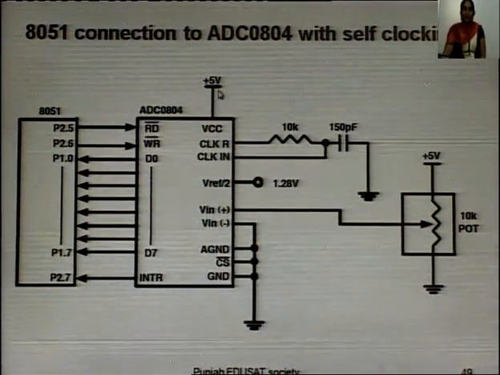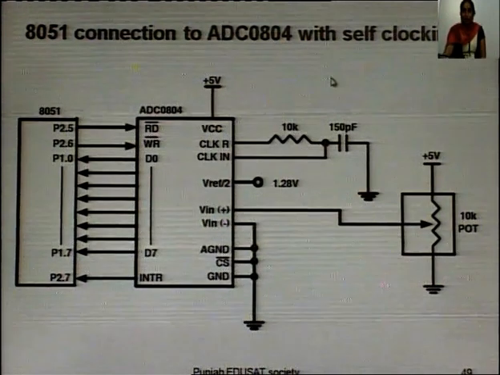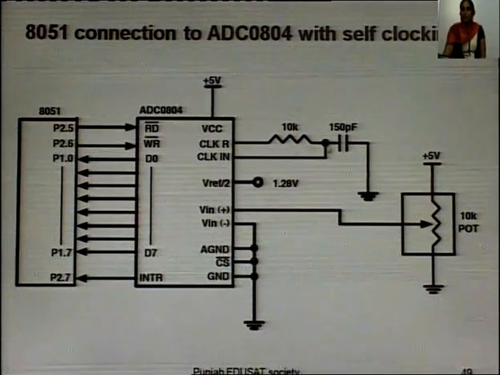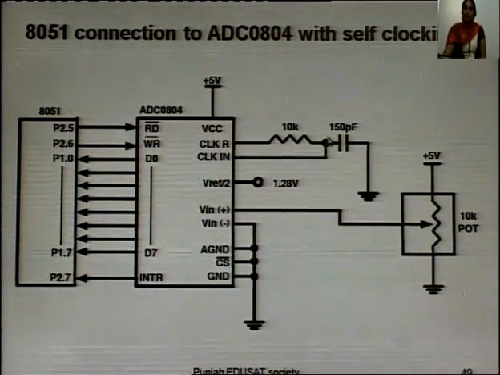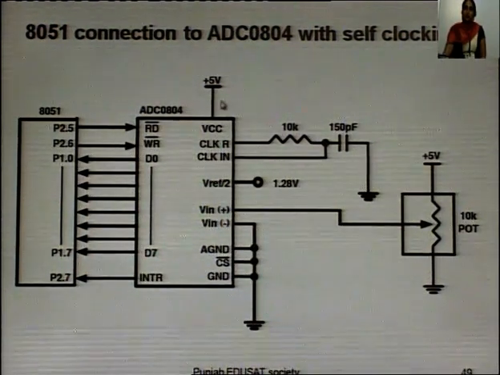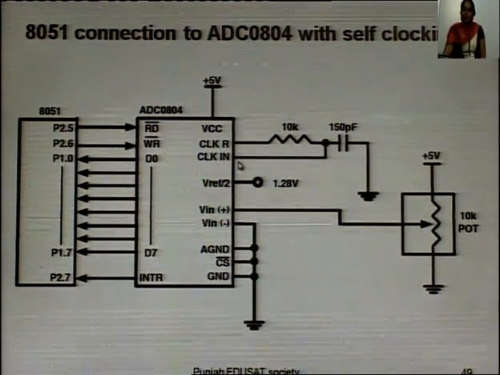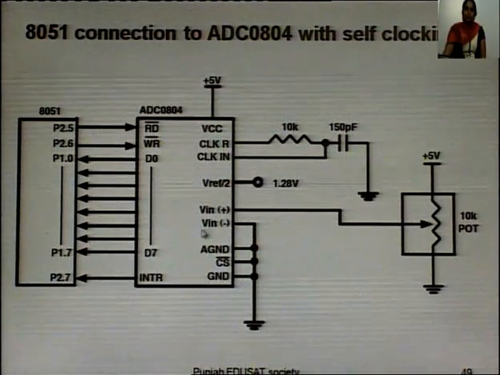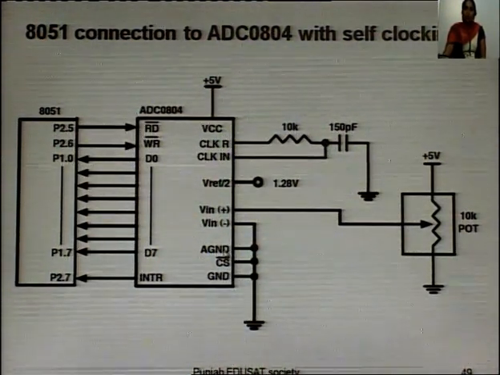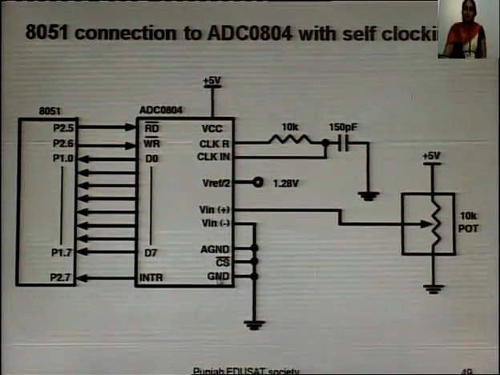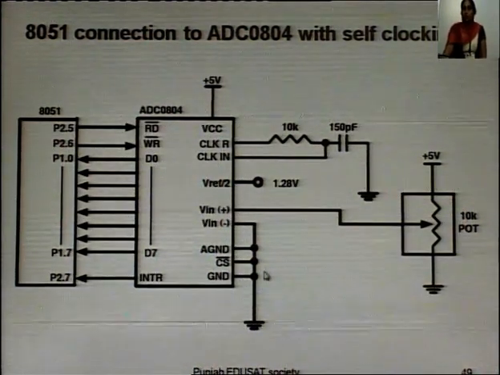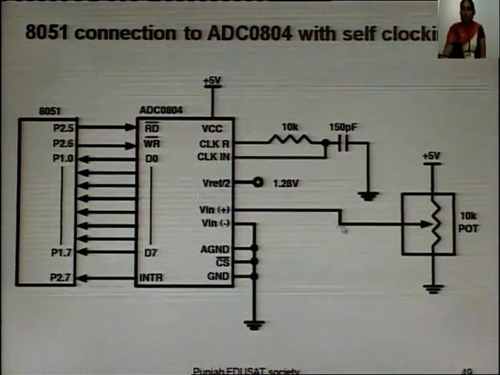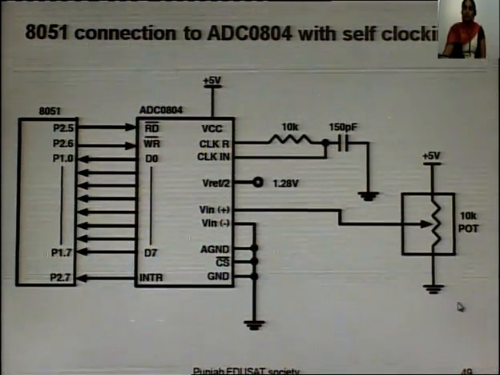Here VCC is connected to positive 5 volt, and it is in self clocking mode. A resistor of 10K and a capacitor of 150 picofarad are used with the pins CLK R and CLK IN. V reference is connected to 1.28 volt. V in negative is grounded, analog ground, and chip select is also grounded to make it low. Then V in positive is used as analog input, given through this variable voltage source.